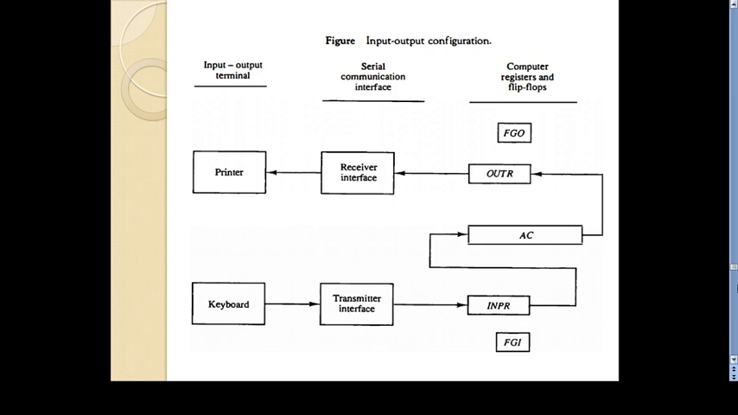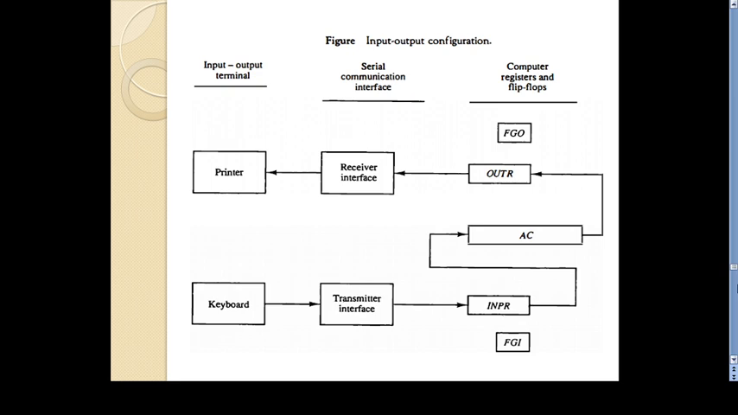In this you can see the input output terminal and serial communication interface, computer registers and flip-flops. So basically it consists of keyboard, transmitter interface, INPR, that is input register, accumulator AC, output register, receiver interface, printer, and FGI and FGO. These are two flags. FGI is the input flag and FGO is the output flag.